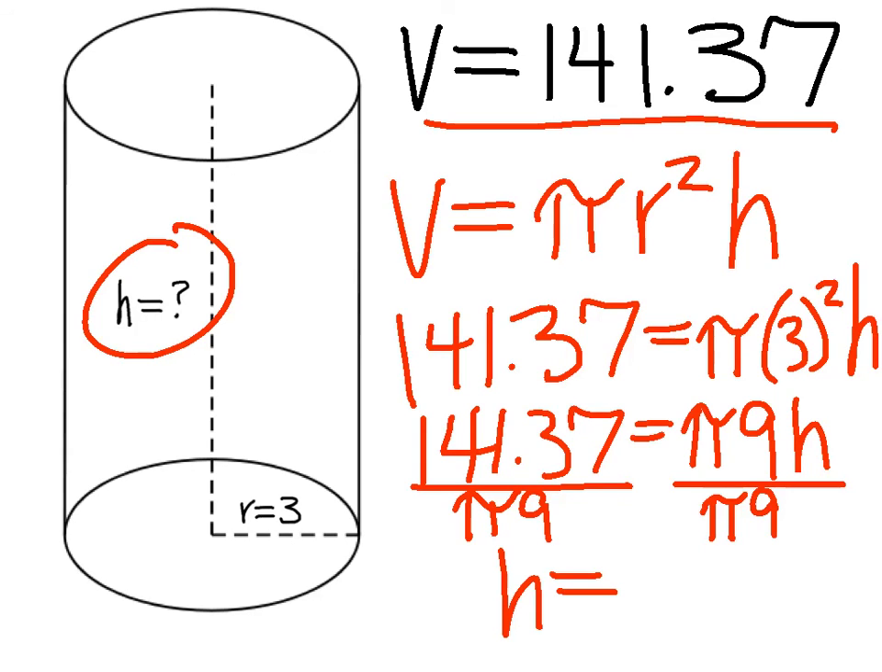When we do that, we take 141.37 divided by 9 pi. It'll give us 5.00247, on and on and on. So we're going to round that to the nearest hundredth. That's just going to give us 5. So that'll be 5 units.